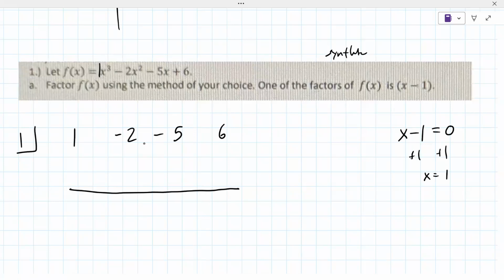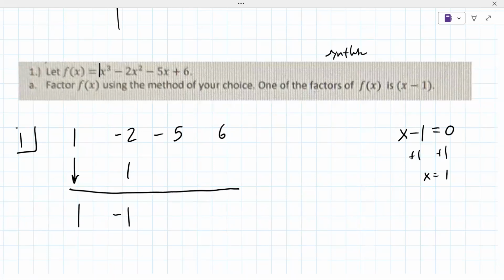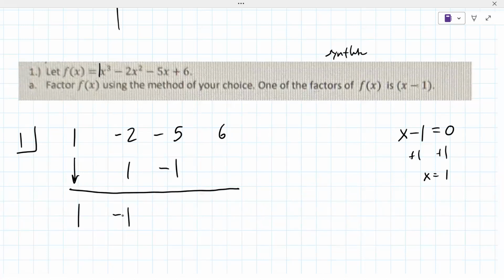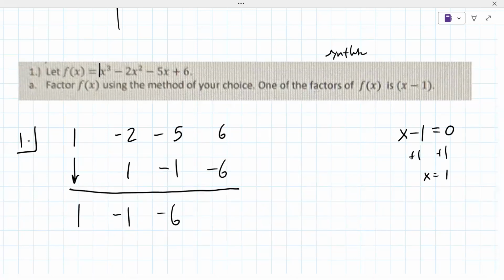All right. So we're going to bring this 1 down, and then you take the 1 here, multiply it by 1, that's 1. Add, it's -1. 1 times -1 is -1. Add, it's -6. -6 times the 1 is -6. You should get 0 there if it's a factor. Should you always get 0? If it's a factor, then yes. Okay.